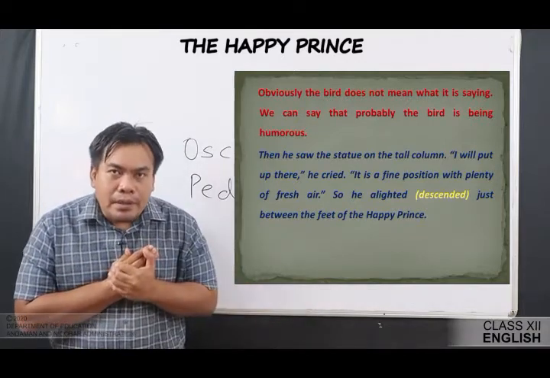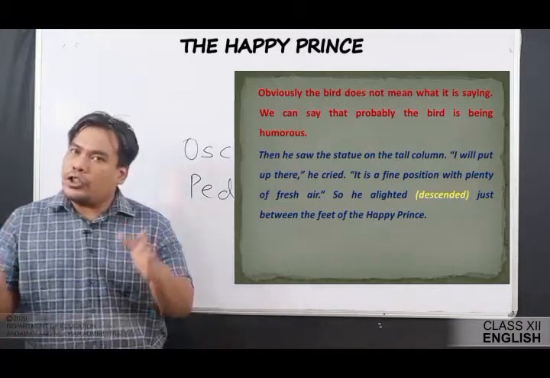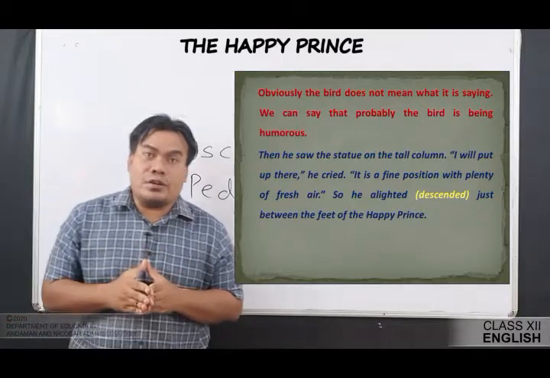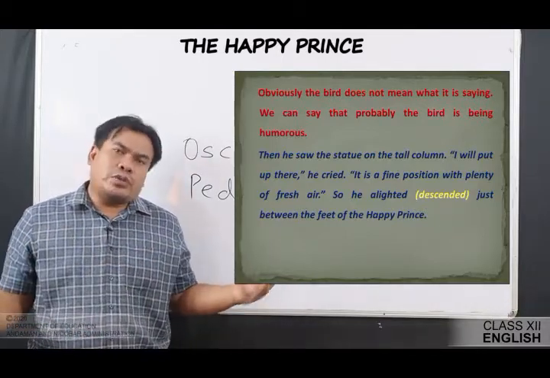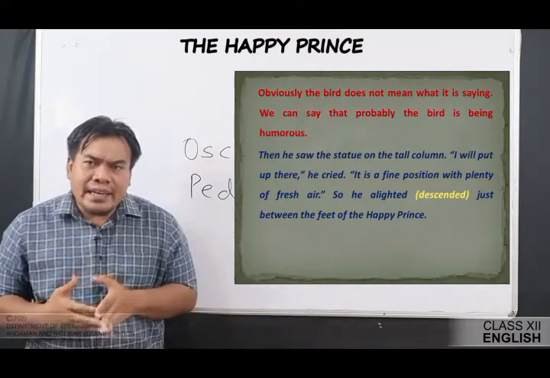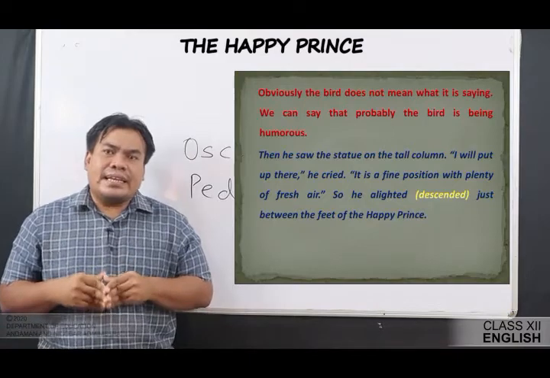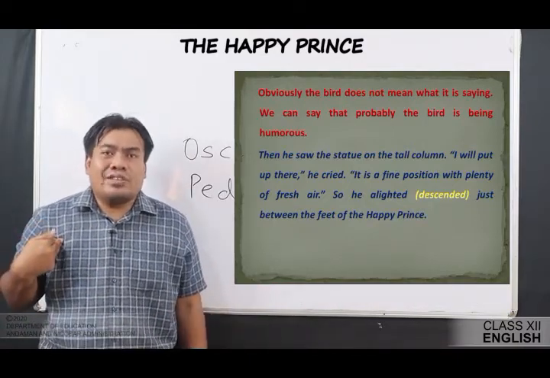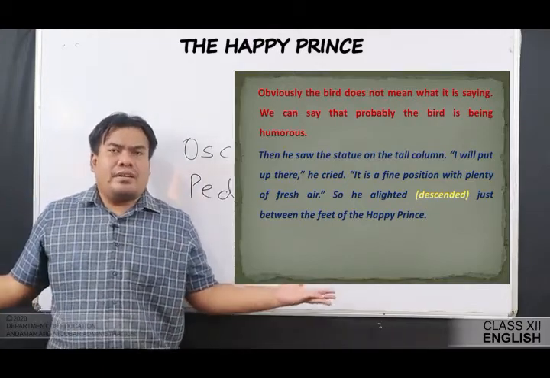And then what happened? He just saw a big statue. And whose statue was that? The prince. It was the statue of the prince. So this tiny bird, the swallow, stopped there. And then let's see what happened again. Yes, he cried. It means he again talked to himself, the swallow. "It is a fine position with plenty of fresh air."